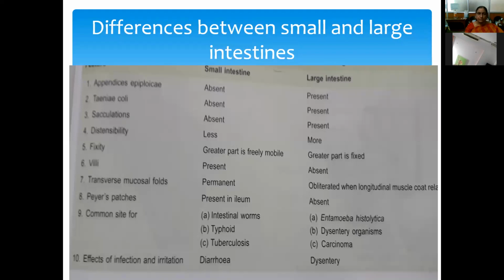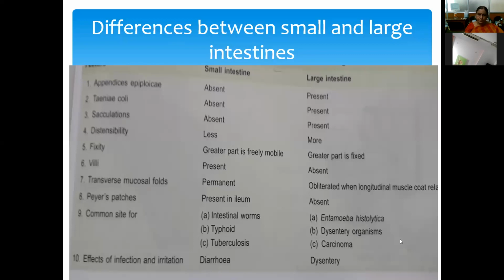Fixity, greater part is freely mobile in the small intestine, whereas in the large intestine, greater part is fixed. Coming to villi, they are present in the small intestine to a greater extent, whereas they are absent in the large intestine. Transverse mucosal folds are permanent in the small intestine, but they get obliterated when the longitudinal muscle cord relaxes in the large intestine. Peyer's patches are limited to the small intestine, particularly aggregated in the ileum, whereas they are absent in the large intestine.